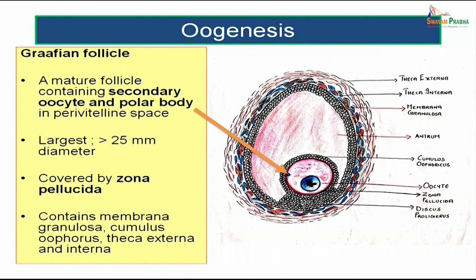So a graafian follicle consists of, from outer to inner, the theca externa, which is the fibrous layer, then the theca interna, which is a vascular or glandular layer, then the membrana granulosa cells, then a larger cavity, which is the antral cavity, the fluid pressure of which will help to rupture the follicle. Then you have the granulosa cells immediately covering the oocyte, now known as the cumulus oophorus. Then the zona pellucida, then the polar body in the perivitelline space, then the vitelline membrane covering the secondary oocyte. So these are the structures you get in the graafian follicle.